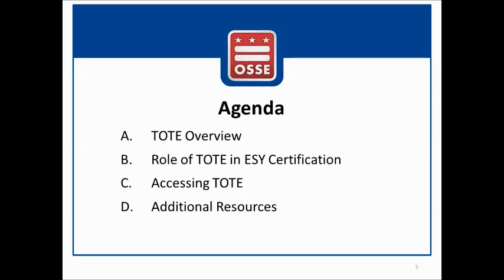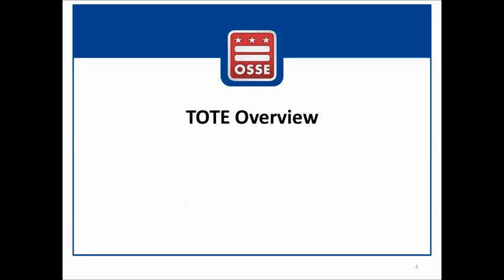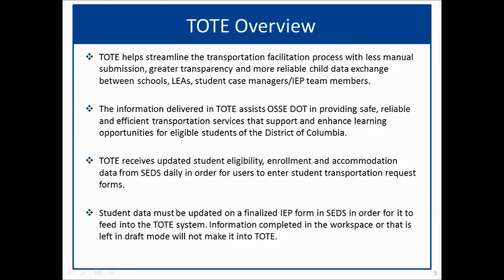So for the agenda, we will go over a brief TOTE overview, the role of TOTE in ESY certification, accessing TOTE, and additional resources. The TOTE overview. TOTE helps streamline the transportation facilitation process with less manual submission, greater transparency, and more reliable child data exchange between schools, LEAs, student case managers, and IEP team members. The information delivered in TOTE assists ICDOT in providing safe, reliable, and efficient transportation services that support and enhance learning opportunities for eligible students of the District of Columbia.